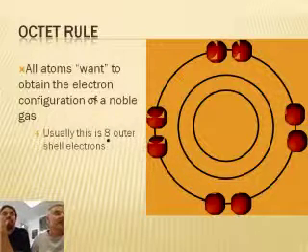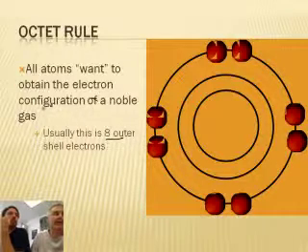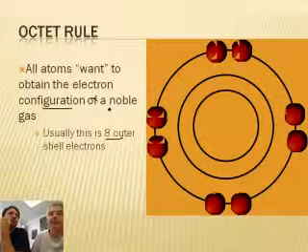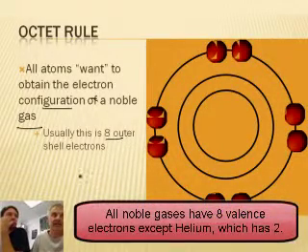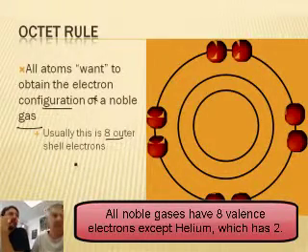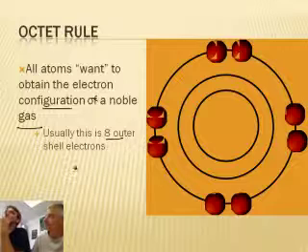So atoms want to have the same electron configuration as a noble gas. Remember back to the unit on atomic theory, 1s2, 2s2. Now it turns out that almost all noble gases, all of them except one, have 8 valence electrons. What's the exception? Helium. Helium, right, because helium only wants 2.